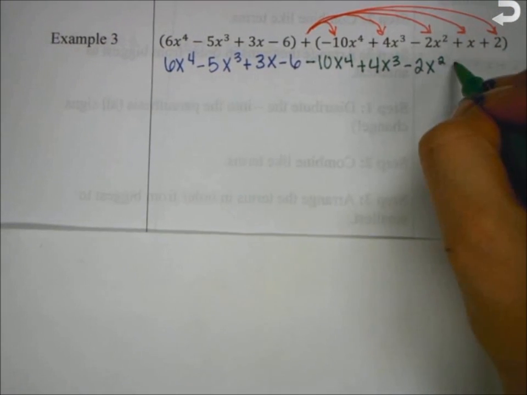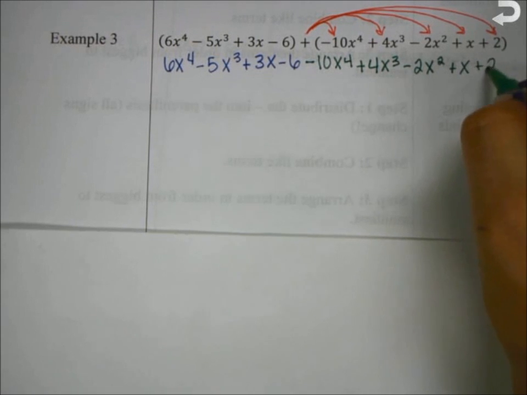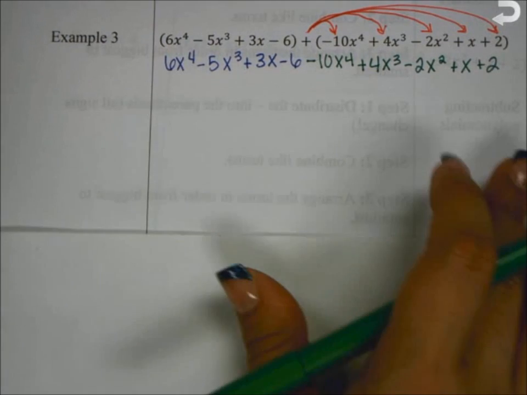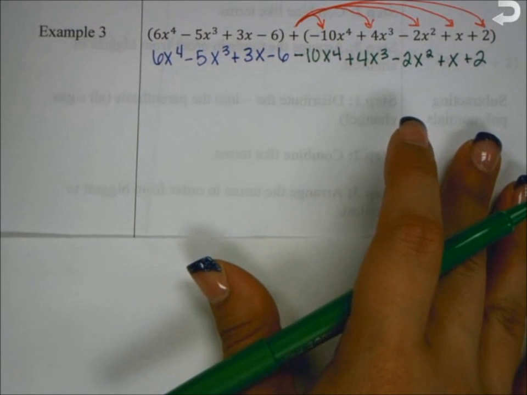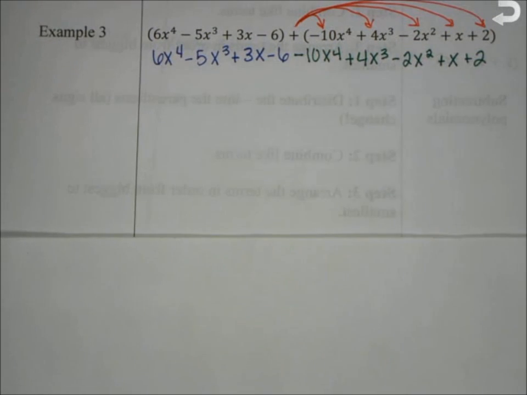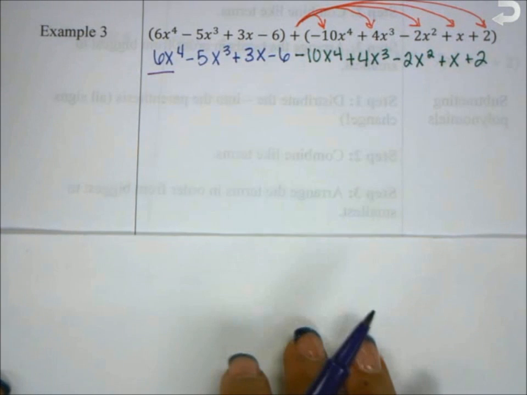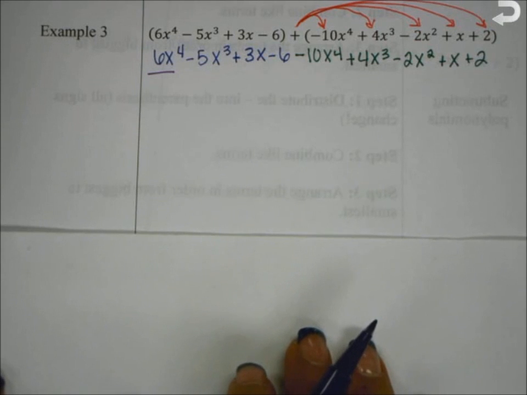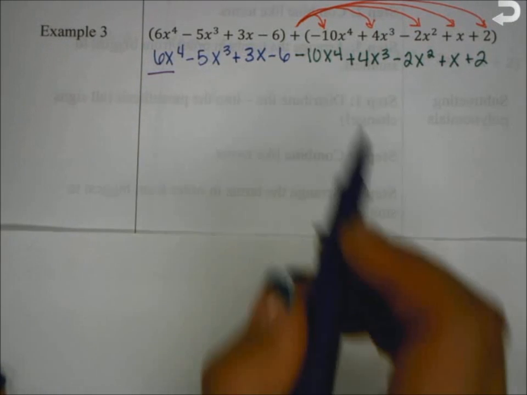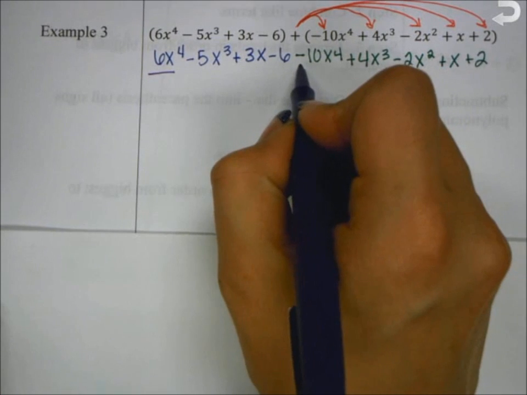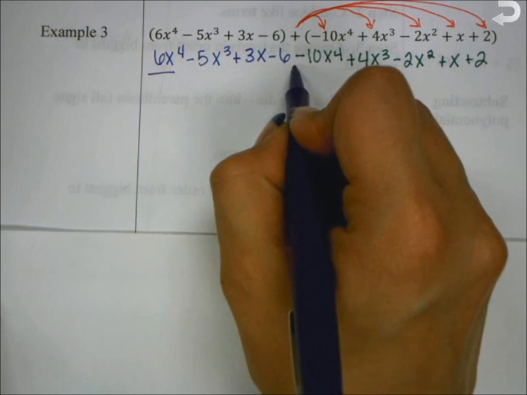All right, let's group our like terms together. I have 6x to the fourth. What's that one's like term? 10x to the fourth. Is it positive or negative? It's negative. So it's 6x to the fourth minus 10x to the fourth. We have to take the sign with it.